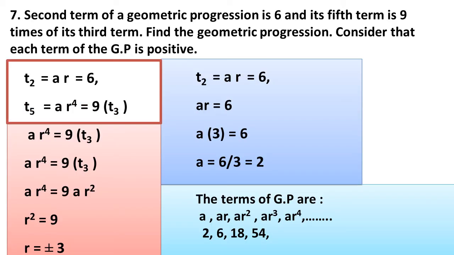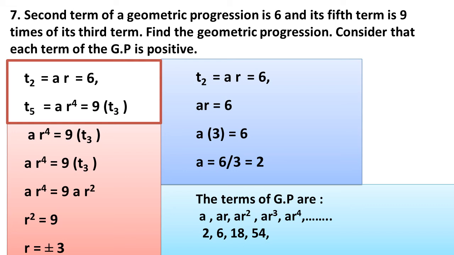Question number 7. Second term of a geometric progression is 6 and its fifth term is 9 times its third term. Find the geometric progression. Consider that each term of the GP is positive. Second term is given as 6, that is A into R, which is equal to 6. Fifth term is given as A into R to the power of 4, that is 9 times the third term, that is 9 into T3.